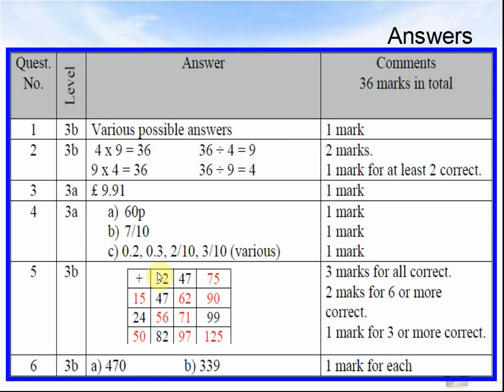Question 5. 15 plus 32 is 47. 15 plus 47 is 62. 15 plus 75 is 90. 24 plus 32 is 56. 24 plus 47 is 71. 24 plus 75 is 99. 50 plus 32 is 82. 50 plus 47 is 97. 50 plus 75 is 125. Question 6. A is 470, B is 339.